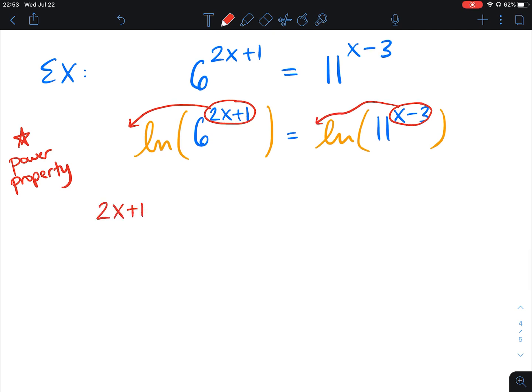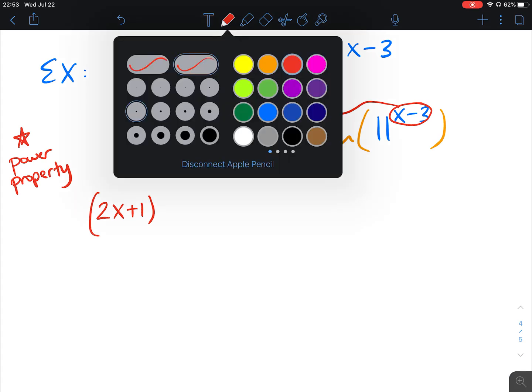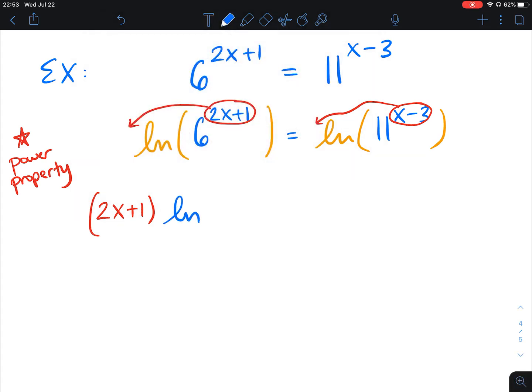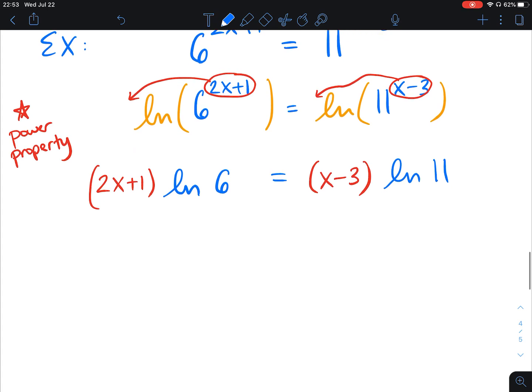So I'm going to get 2x plus 1 on the left times the natural log of 6 set equal to the power on the right, which is x minus 3 times the natural log of 11. So that's what it looks like in this instance to use the power property. From here, it's going to be an algebra dance, so hang on.